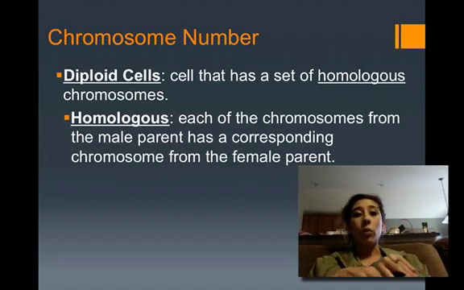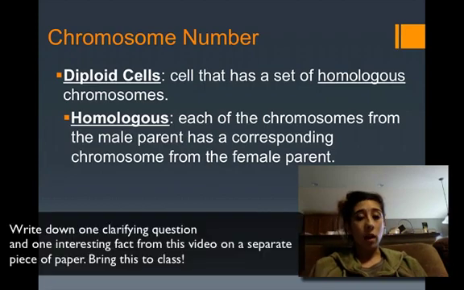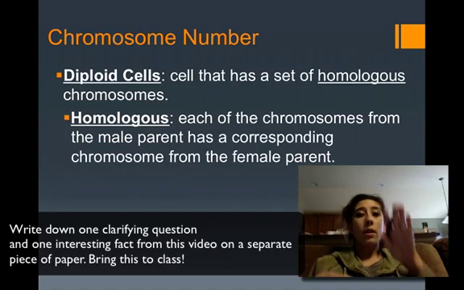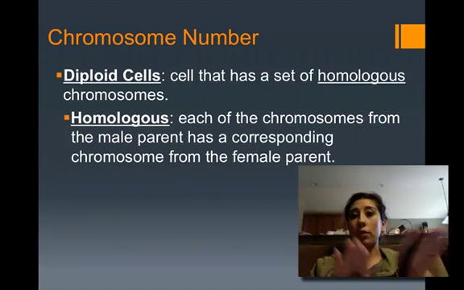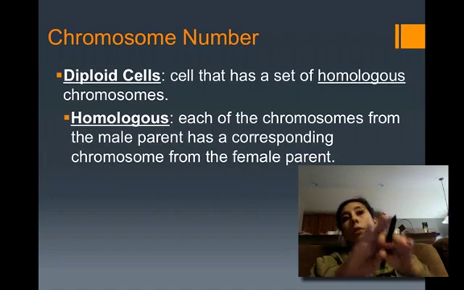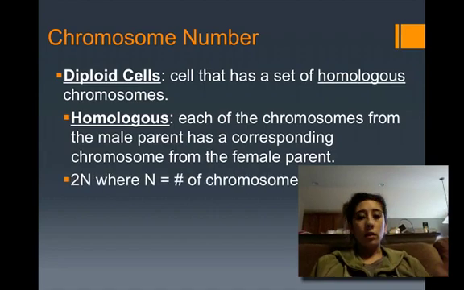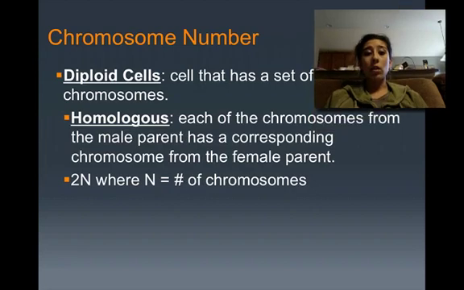And so we have 23 sets of homologous chromosomes that make up 46 chromosomes total, and each one of those chromosomes is pairing together, from mom and dad, and they're coding for the same genetic information. We represent diploid cells as 2n, and n is the number of chromosomes. For humans, we have 23, which is our n. If I multiply this by 2, that's where I get the 46. So we contain 46 chromosomes.